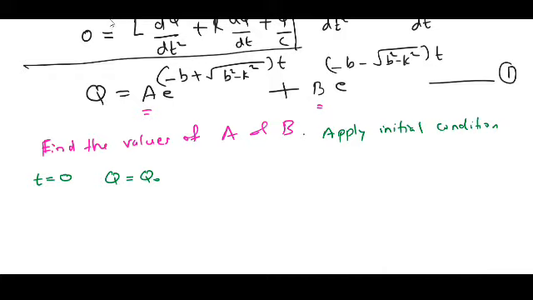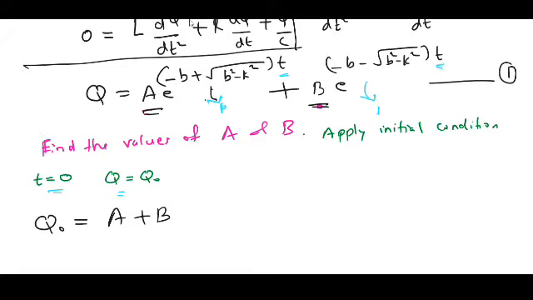If this is the initial condition, we have to apply it to equation 1. Then at time t equal to 0, our Q will be Q0. Therefore, we can write Q0 is equal to, when t is equal to 0, this e power now turns to e power 0, that is 1, and this is also e to 1, because t is equal to 0. Therefore, our equation is reduced to Q0 is equal to A plus B.